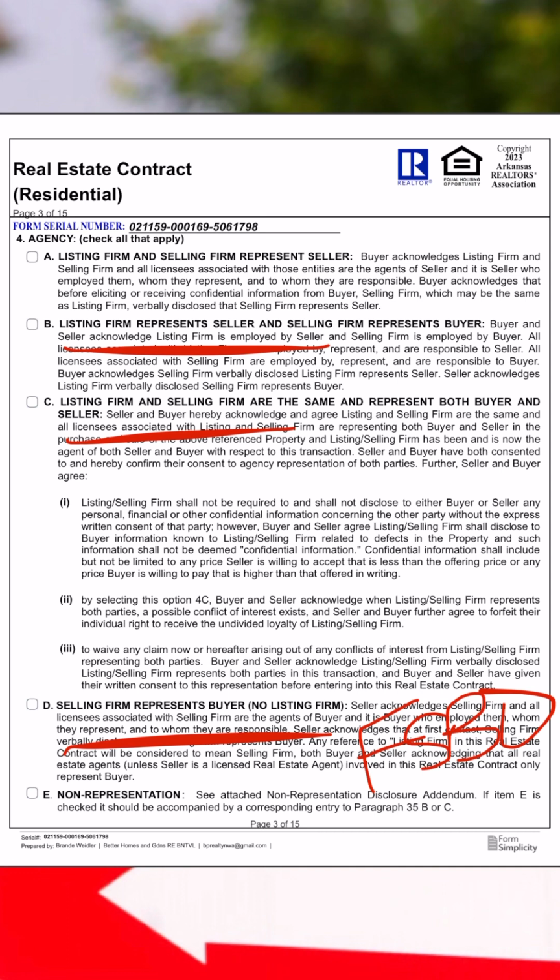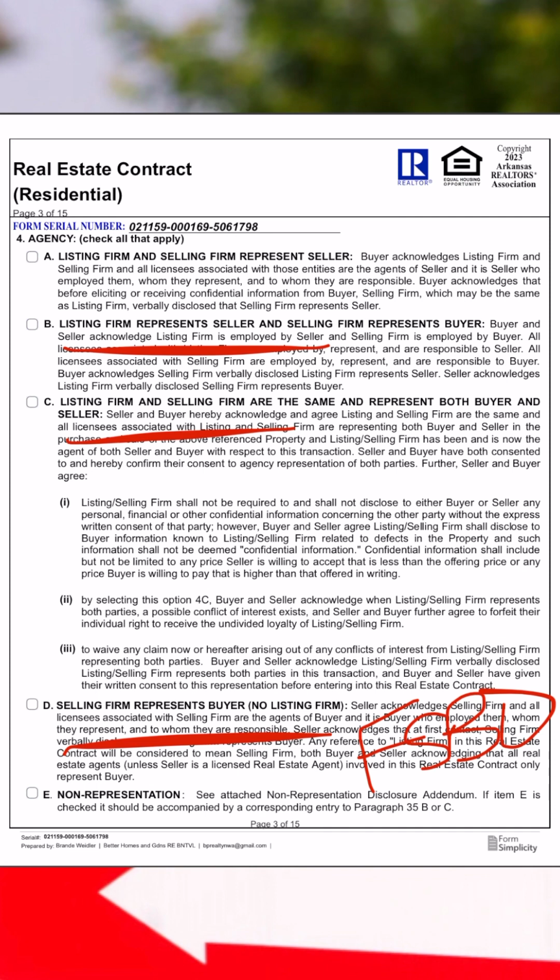Page 3, section 4 talks about agency. Number B says listing firm represents seller and selling firm represents buyer. This is where your listing agent is at one brokerage and the agent that brought the buyer to you is at a different brokerage. This is probably the most common type of transaction that you will have.